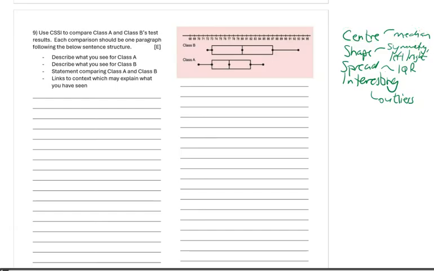I'm not going to write out the whole thing step by step. I'll pause the video and show you my answer for each. But the center is a discussion of the median. And we can see here, class B has a median of 80. So let's write 80 underneath here.